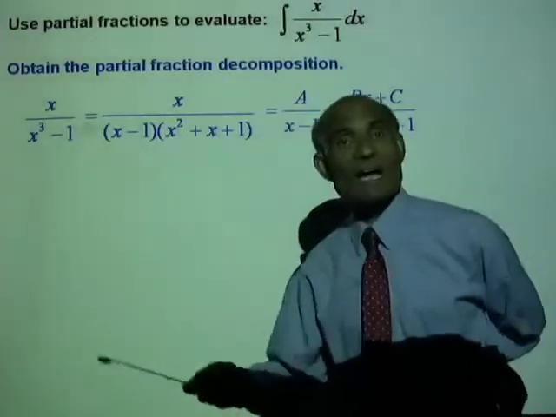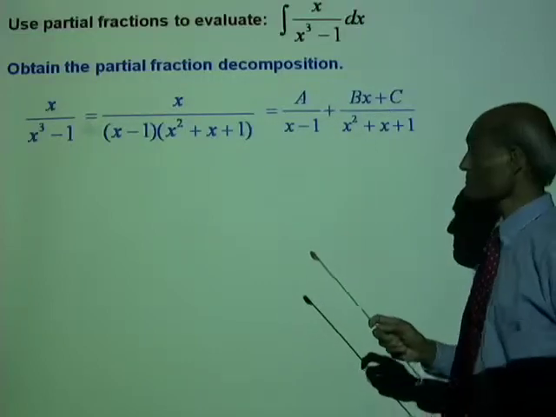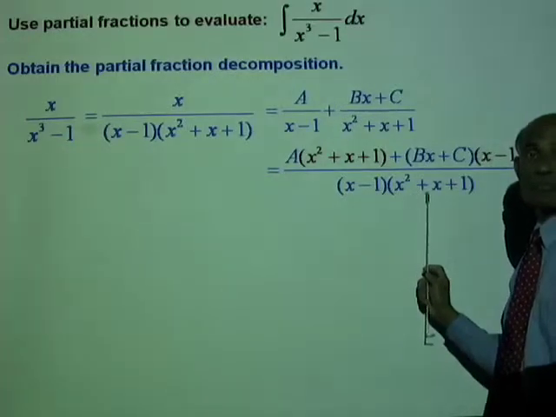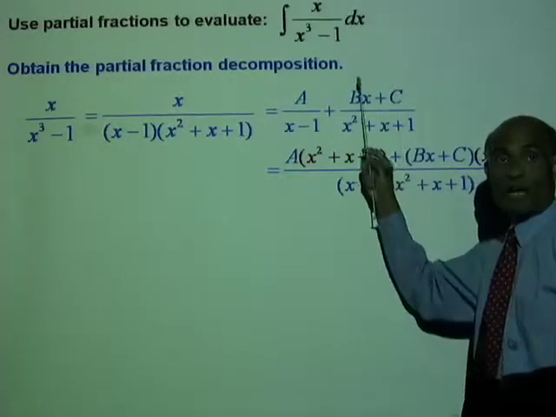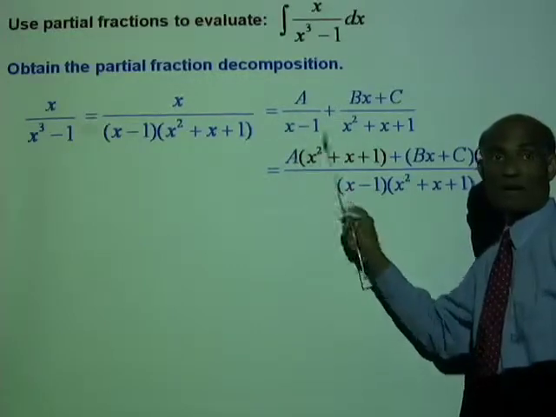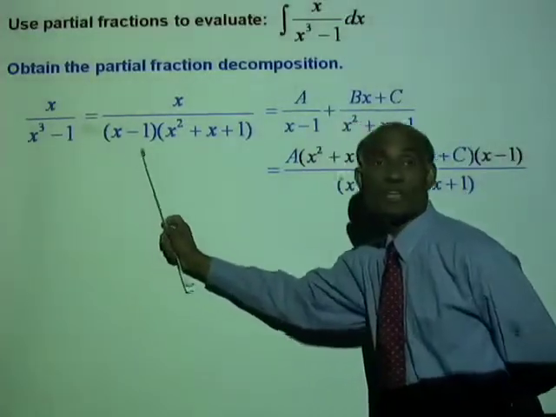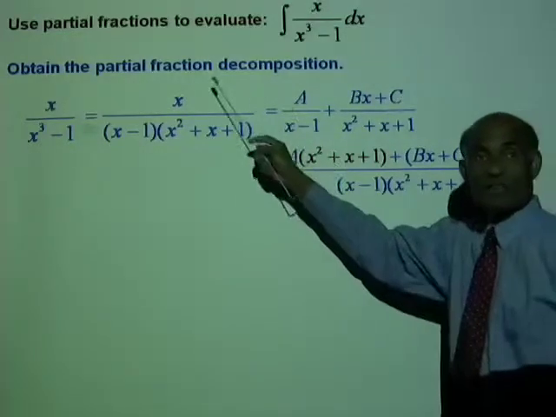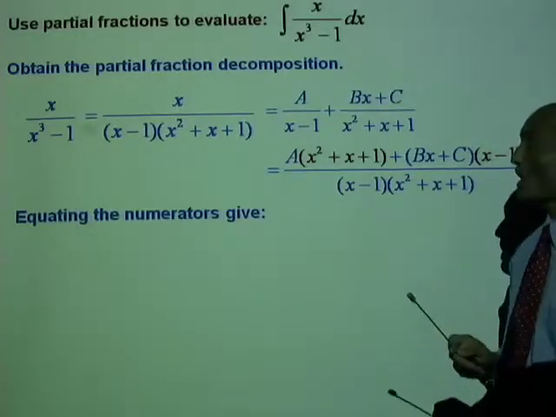Well, now we proceed as usual. Take the common denominator and simplify. The common denominator is x minus 1 times x squared plus x plus 1. And a gets multiplied by the quadratic factor, and the quantity bx plus c gets multiplied by x minus 1. And we now have the denominator on the left equal to the denominator on the right. Therefore, the numerator on the left must be equal to the numerator on the right.